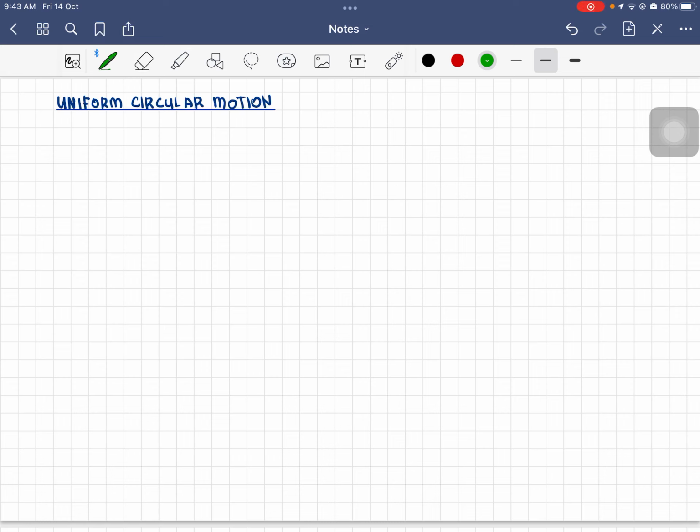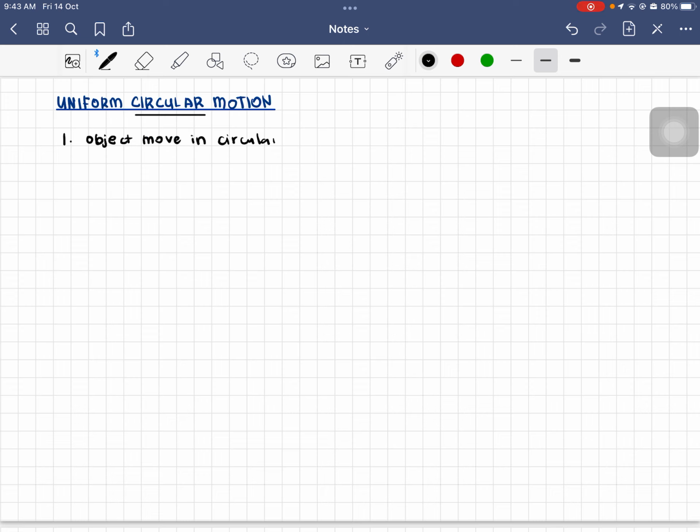Alright, this video is on uniform circular motion. Kita nak tengok uniform circular motion. Syarat-syarat untuk objek bergerak dalam uniform circular motion, of course yang pertama is on the title itself, mesti bergerak dalam circular. The first rule: object moves in a circular path.